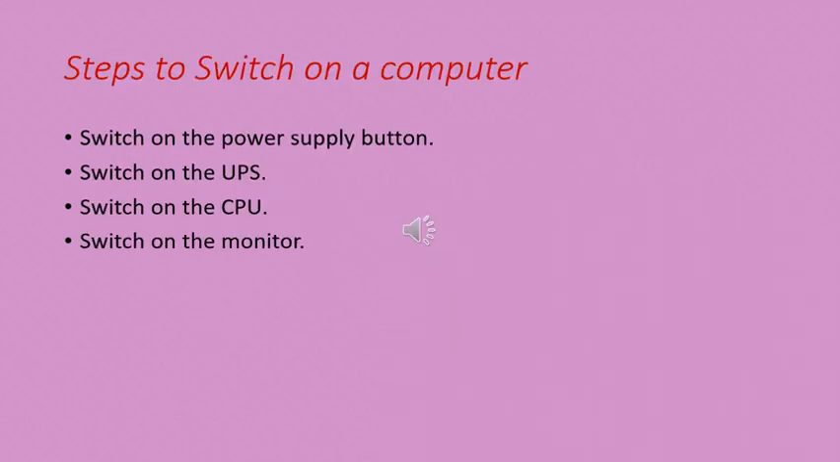Okay, then let us study how to switch on or switch off a computer. To switch on a computer, switch on the power supply button, switch on the UPS, then switch on the CPU, and at last switch on the monitor. The steps are: switch on the power supply button, then the UPS and the CPU, and at last the monitor.